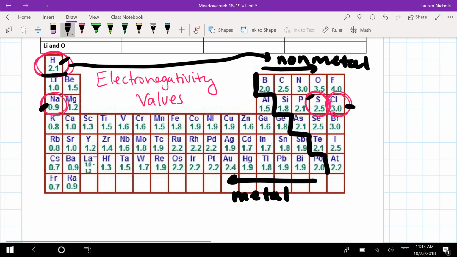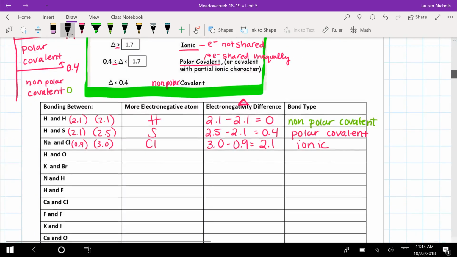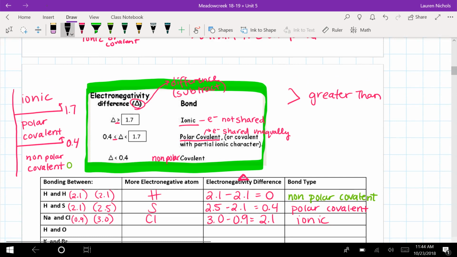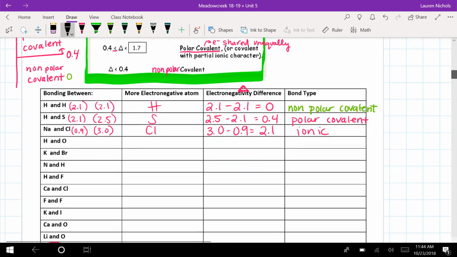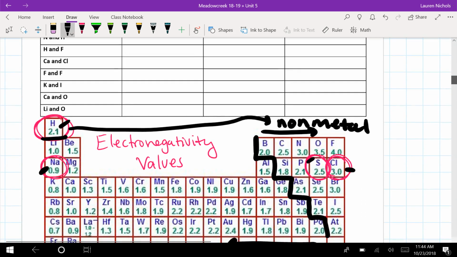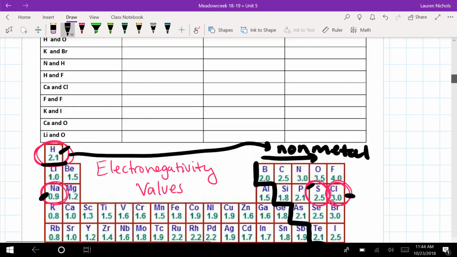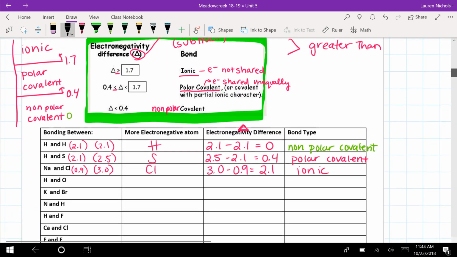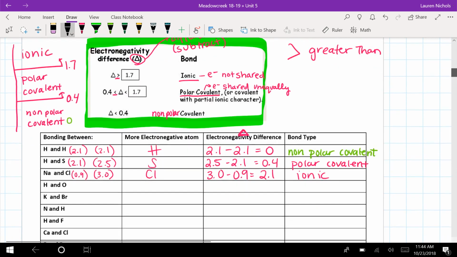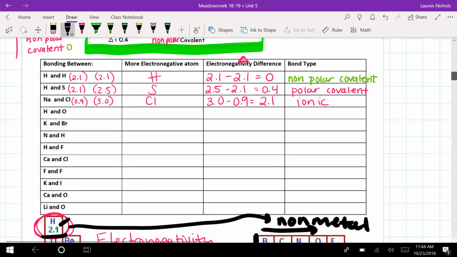So when I have two nonmetals, I expect it to be covalent. Now there are two types of covalent, polar or nonpolar, but you can use those positions to help you separate ionic versus the two covalents. And so that is one way to determine what we have. So you should keep practicing the rest of those.